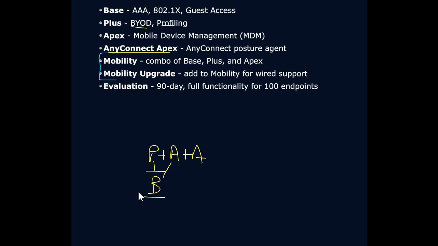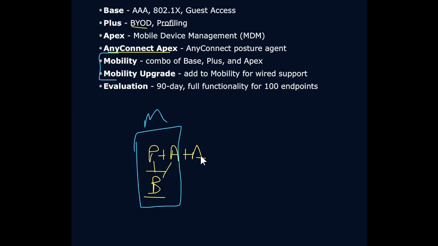Then there's the mobility license. And so the mobility license is essentially designed to give you the base, the plus, and the Apex license all in a single licensing model. Because what ends up happening is as you use certain features, it'll grab one type of license or another. That can be difficult to manage. And trying to get the right number of licenses for the right price point, for the right set of services you're going to use based upon certain endpoints can be challenging.